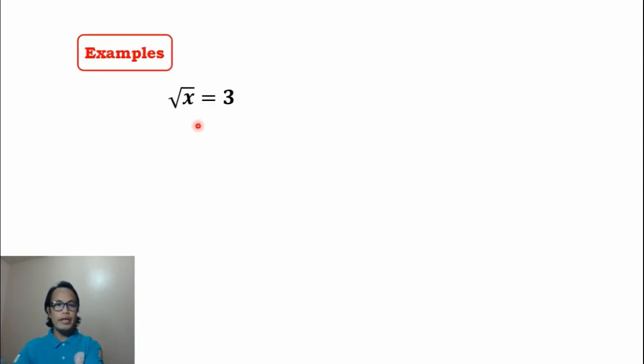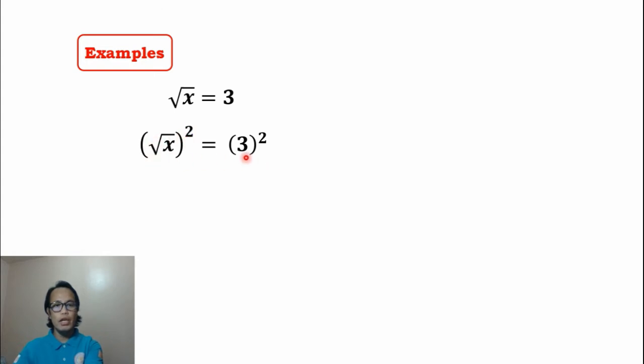For example, we are given square root of x is equal to 3. In solving radical equations, we need to eliminate the radical symbol in the equation. How do we eliminate the radical symbol in this example? We need to square both sides of the equation so that we can eliminate the radical symbol at the left side. This shall become square root of x quantity raised to 2, since our index here is 2.